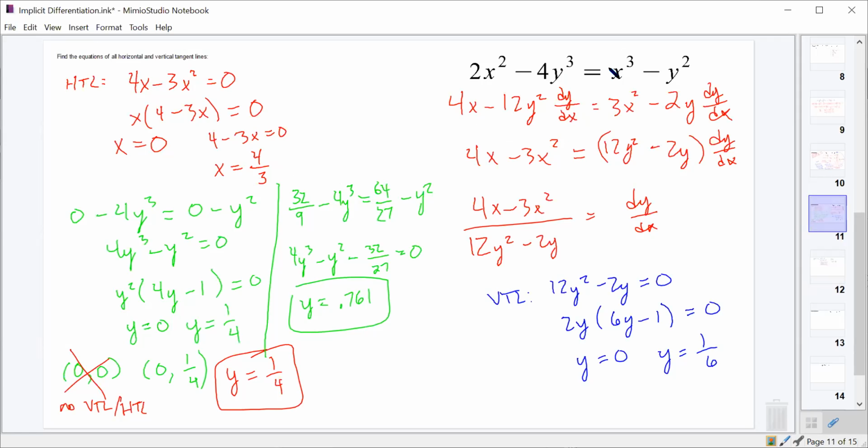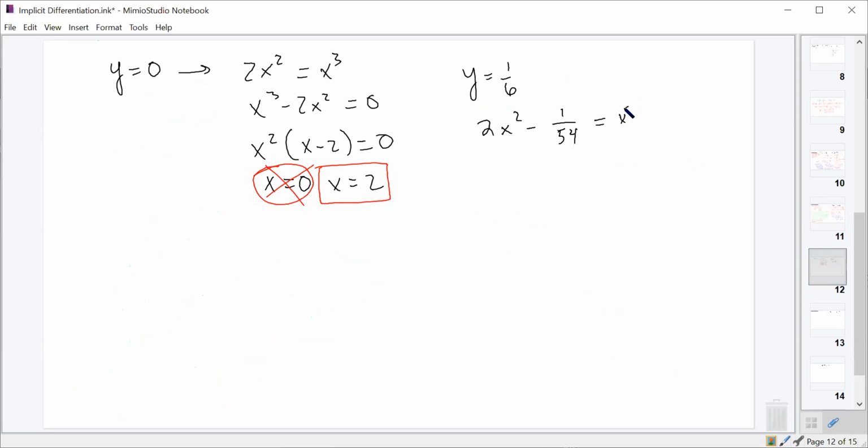And then we're going to have equals x cubed minus y squared, and y squared was 1/36. And so this one ends up being another unpleasant cubic, x cubed minus 2x squared. Let's see, what's 1/36? Or what, yeah, negative 1/36 plus 1/54. Anybody know what that is off the top of their head? 5 over 108, I think.